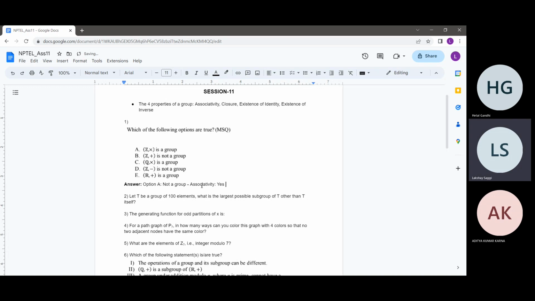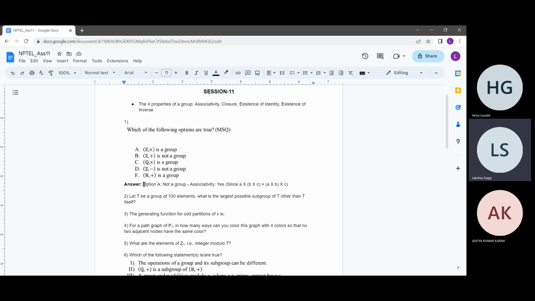Yes, actually multiplication is associative. Let's say we are multiplying three numbers a, b, and c. If we first take the product of b and c and then multiply that resulting product with a, this will be equal to first multiplying a and b, and then multiplying it with c. So multiplication is associative, and the first property actually holds.